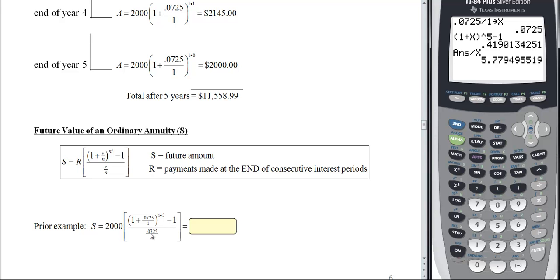So that number belongs in this bracket right here. If you want to do it pieces at a time, that's up to you. But I want you to keep every decimal until the very end when we're going to round for money. So now all I've got to do, since that number is in here, I need to multiply it by 2,000.